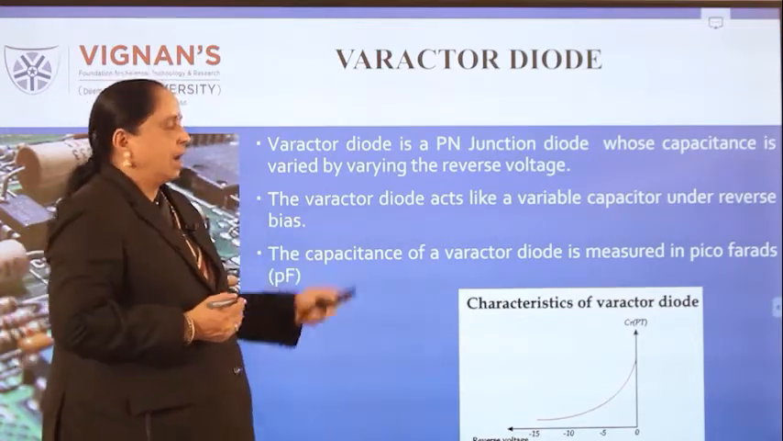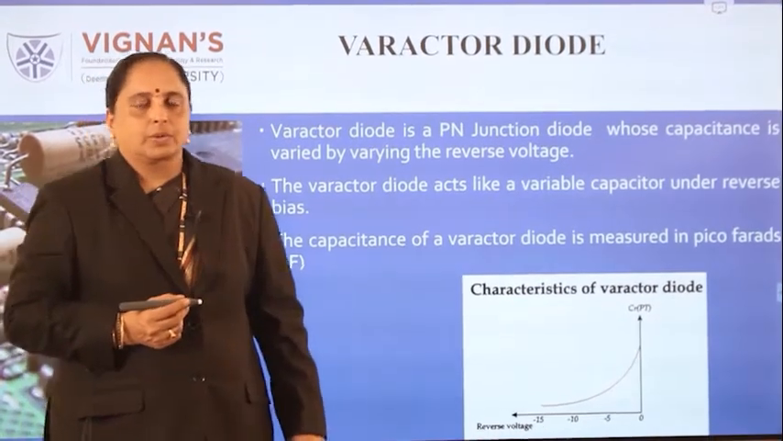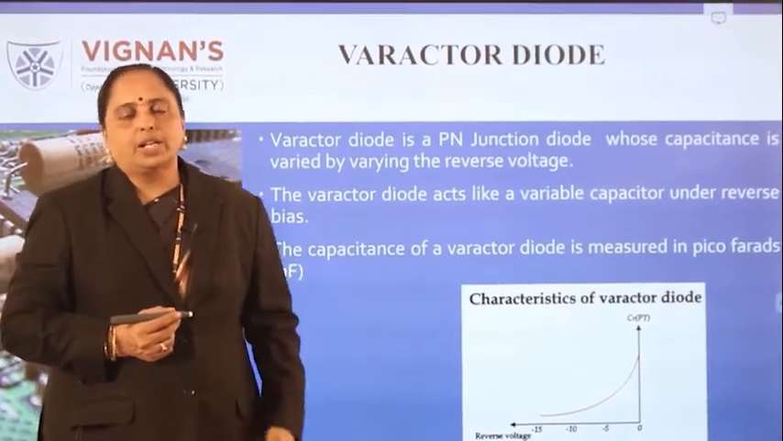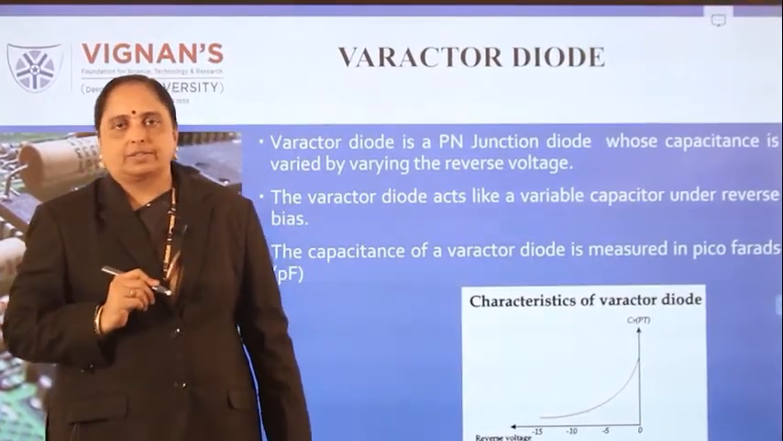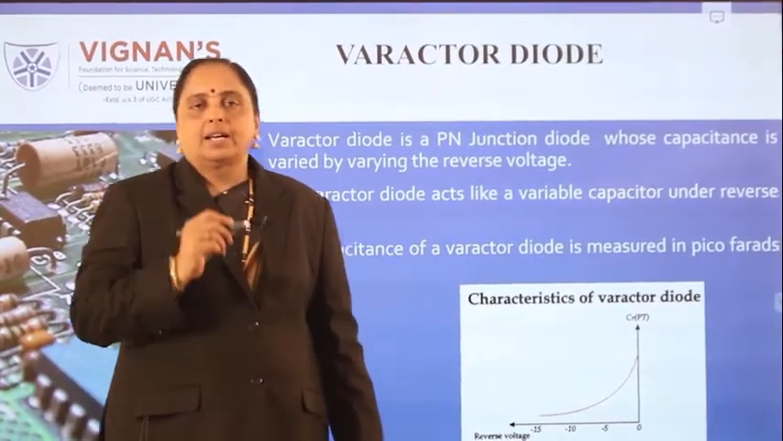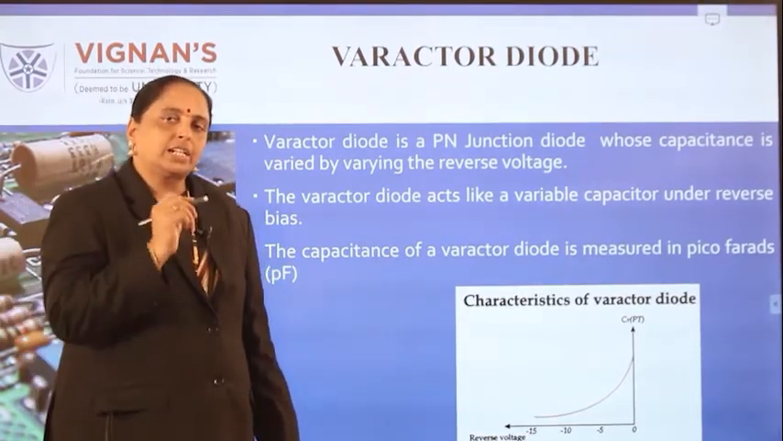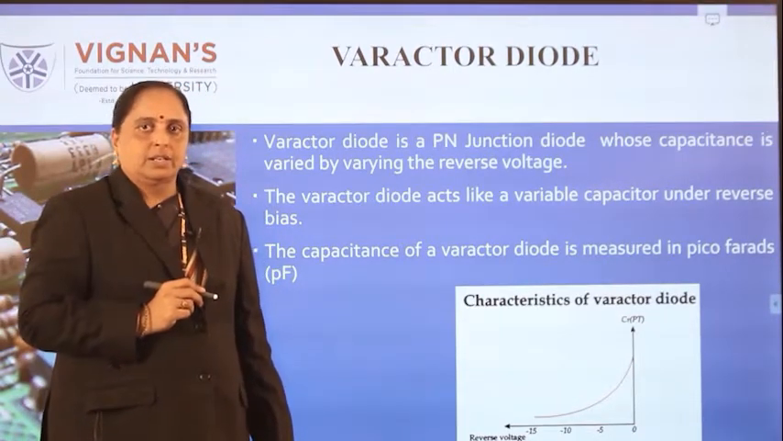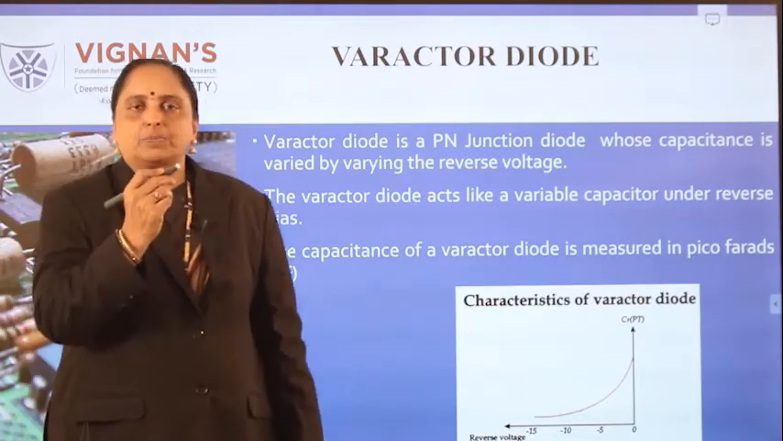Already you have studied the diode capacitances. What are the diode capacitances? Diffusion capacitance and transition capacitance. Transition capacitance is the capacitive effect which is considered when the PN junction diode is reverse biased. Based on that, we have constructed a special diode.